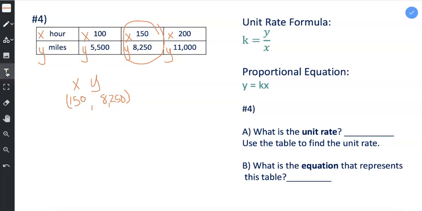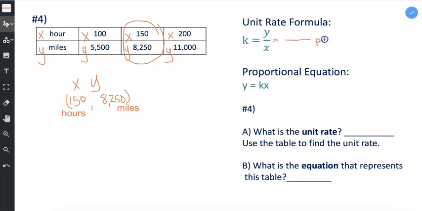And then I'll grab my typing tool, and the 150, I have to follow back to the beginning, is hours. So 150 hours, and the 8,250, y, is miles. So 8,250 miles. Now I have the information I need to go back and start filling in the unit rate formula.